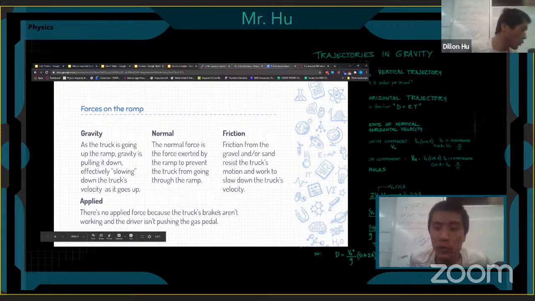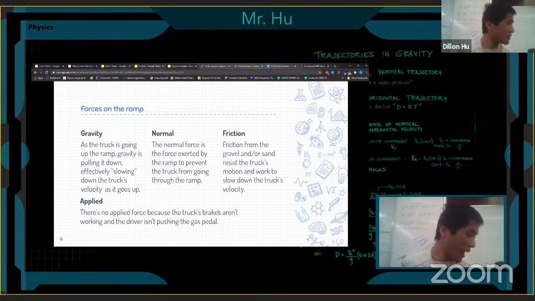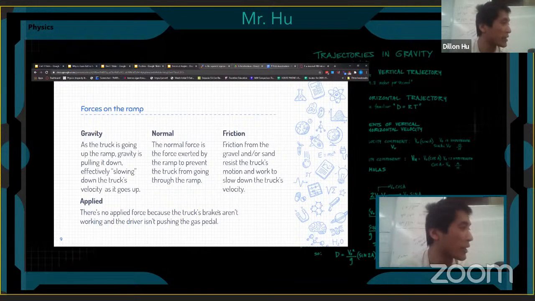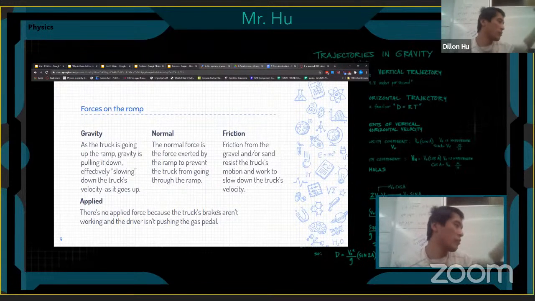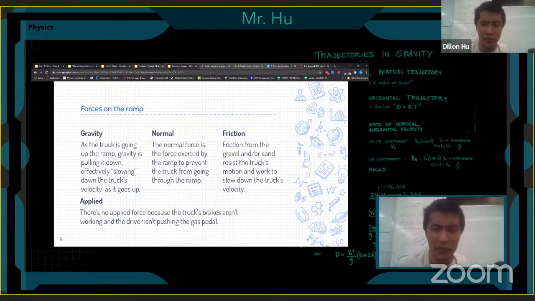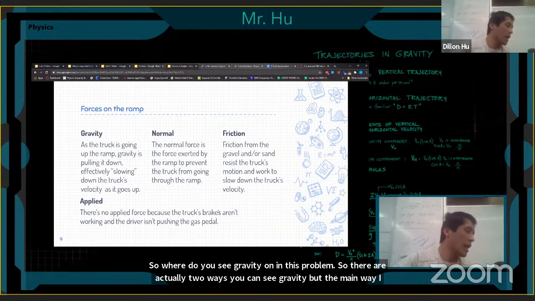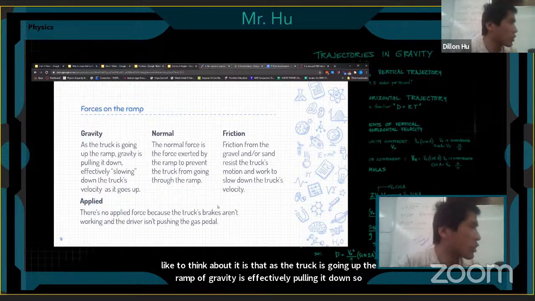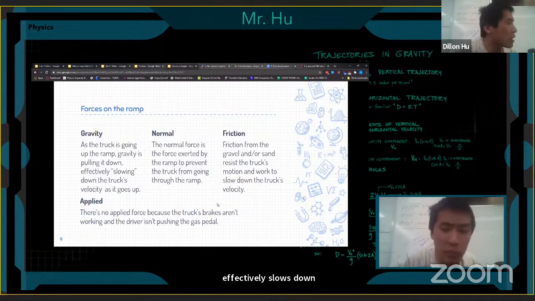There are actually 2 ways you can see gravity, but the main way I like to think about it is that as the truck is going up the ramp, gravity is effectively pulling it down. So it slows down the truck's velocity as it goes up, right? If you roll a ball up a hill, it starts to slow down and eventually comes back down. The exact same phenomenon with gravity. You can also think of gravity as allowing the truck to sink into the gravel. That is also where you might see gravity. So those are ways that you can see gravity here.